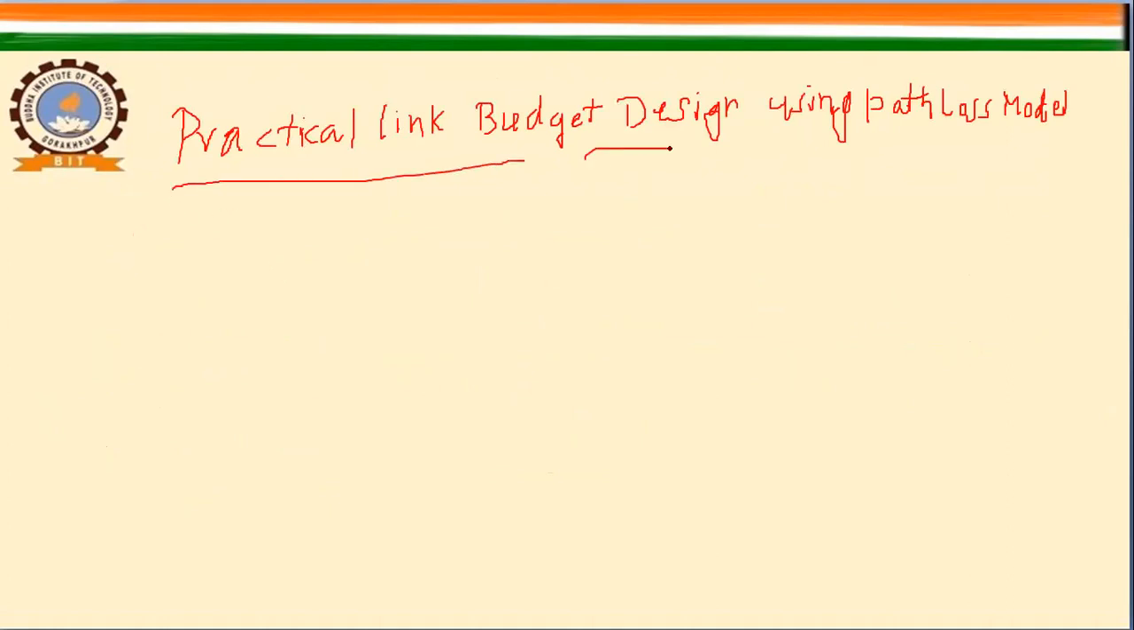So now we move on to the practical link budget design using the path loss model. So we will be taking the practical link budget design using the path loss model. So eliminating the drawback of the previous model, a realistic path loss model can be developed in two ways.